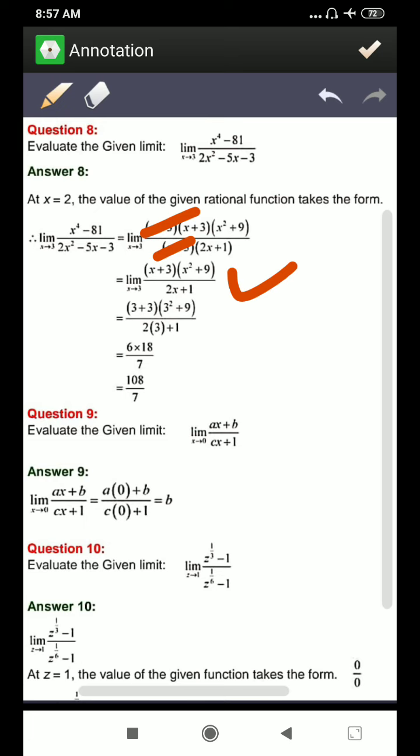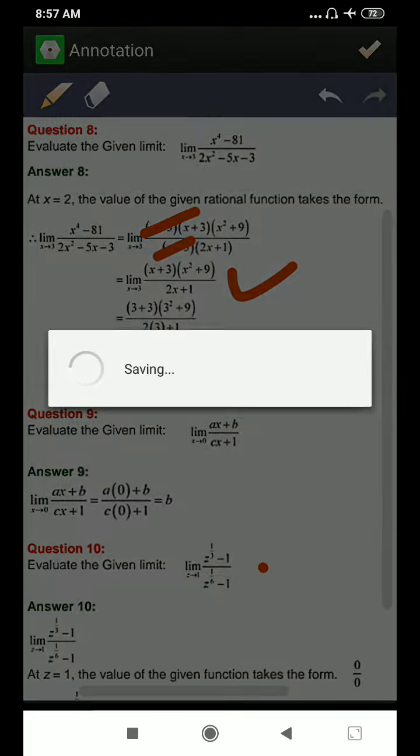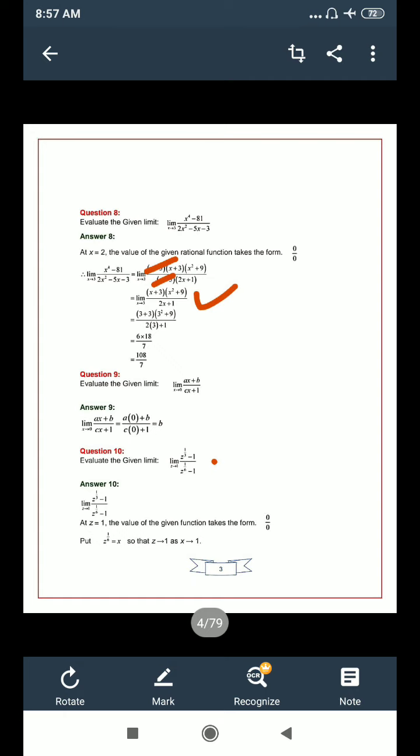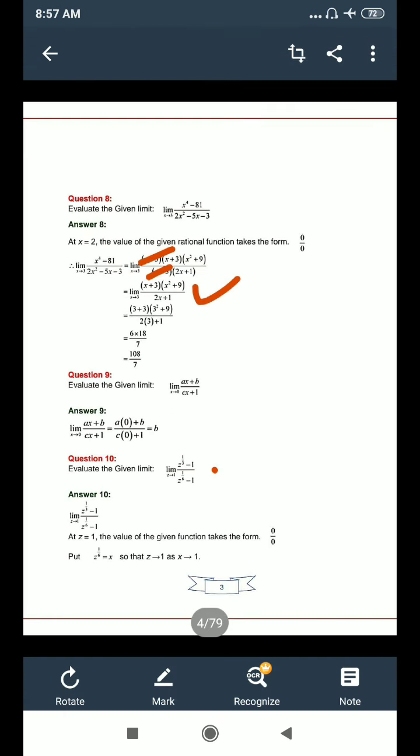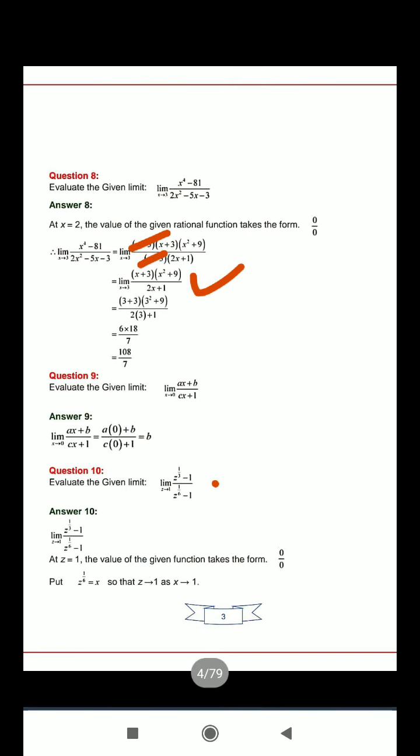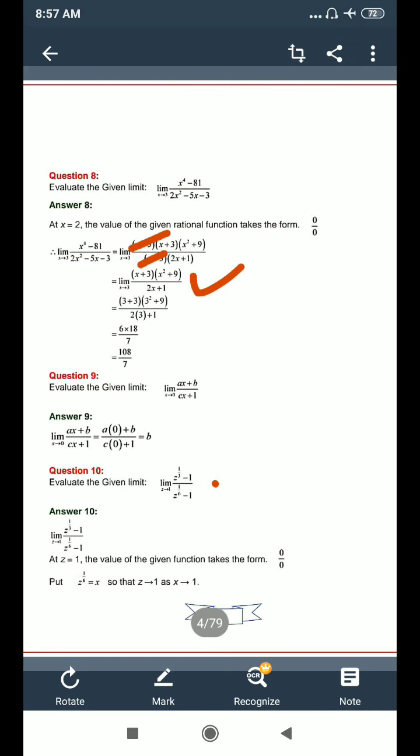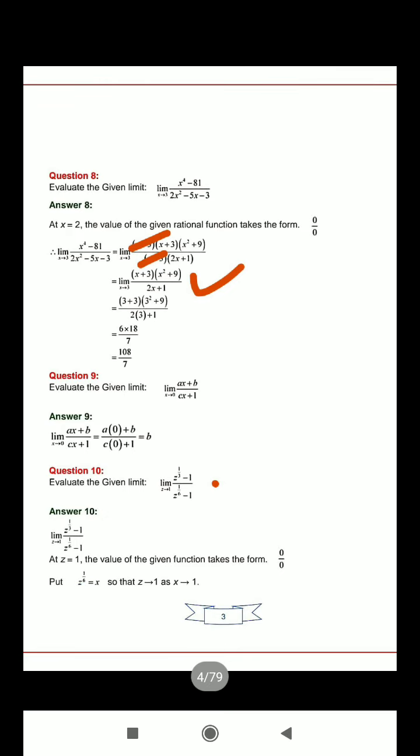Question number 10, you can just check it. It is again 0 by 0 form. You will replace z by 1, so numerator is 0 and denominator is 0. So we have to further simplify it. Now how to simplify it? In this you just put z raised to power 1 by 6 as x. As limit z tends to 1 is given, so x is also 1. In this we put z equal to 1, so x is also 1 raised to power 1 by 6, which is equal to 1.